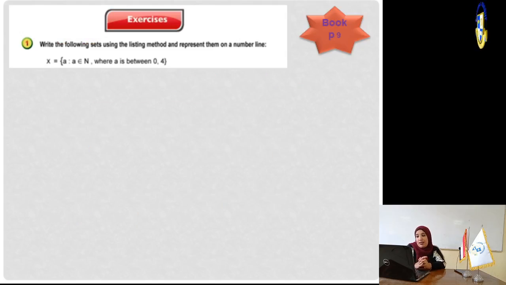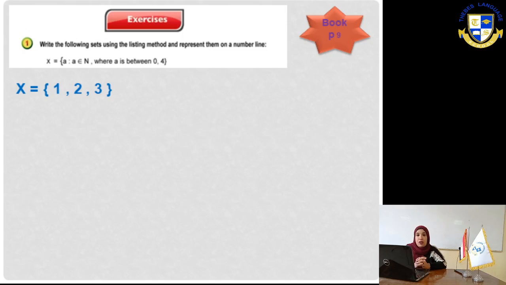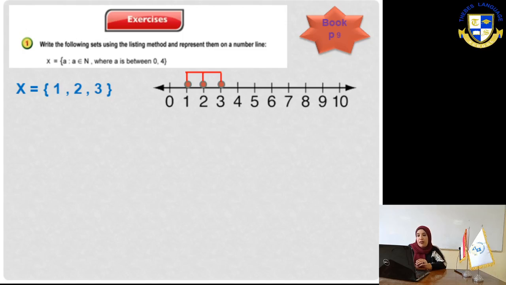Okay, this exercise is from your school book, page 9. Write the following set using the listing method and represent it on the number line. X is the set of A, where A belongs to N, and A is between 0 and 4. All the natural numbers between 0 and 4. It will be the set of 1, 2, 3. Okay, you can represent each element by a dot on the number line.